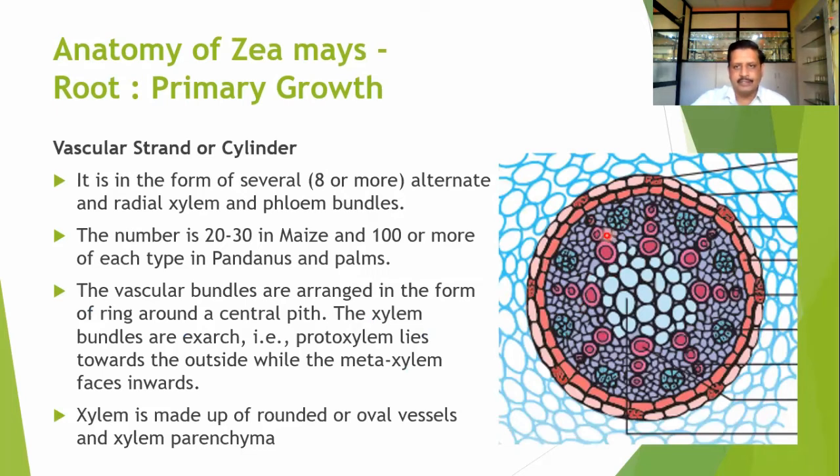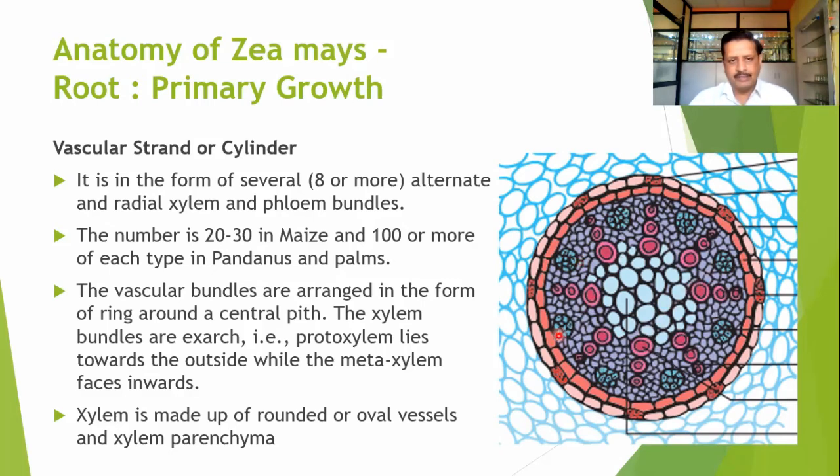It is alternating with these phloem patches. Here you can observe that xylem and phloem bundles are present. The number is 20 to 30 in maize and 100 or more in Pandanus, kevda as we call it, Pandanus and palms. We can observe these types of strands, xylem elements.